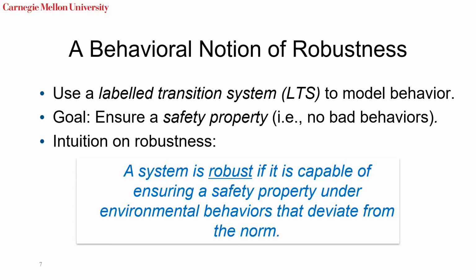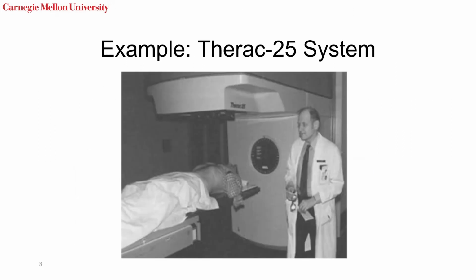In this work, we use labelled transition systems to model the behaviors of a system and its environment. LTS is a simple notion to model behavior as sequences of actions. In our context, a system should ensure a safety property. That is, intuitively, the system should not have bad behaviors. Then in general, a system is robust if it is capable of ensuring a safety property under environmental behaviors that deviate from the norm. To better illustrate this idea, we use the infamous Therac-25 system as a running example.